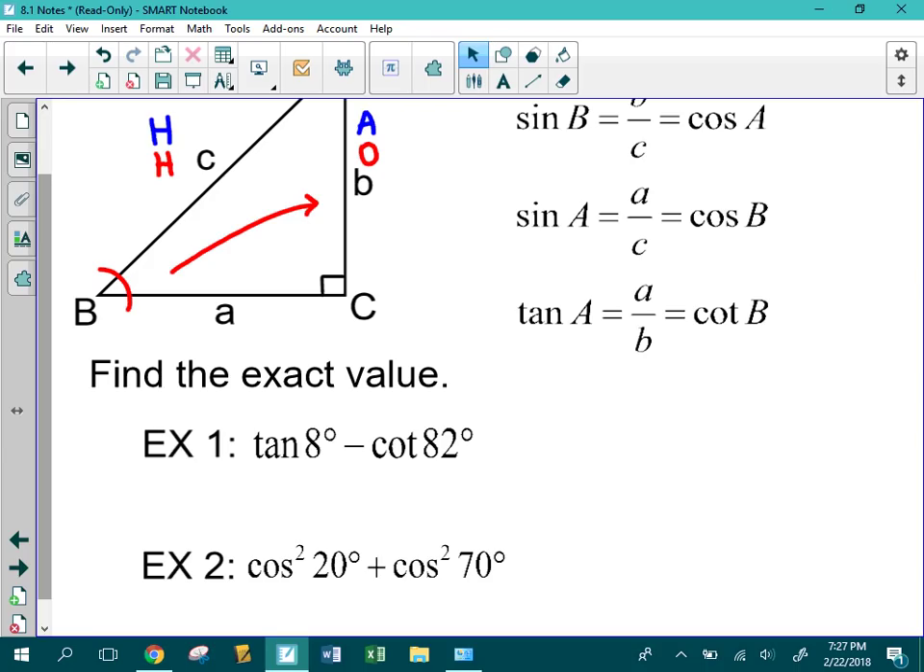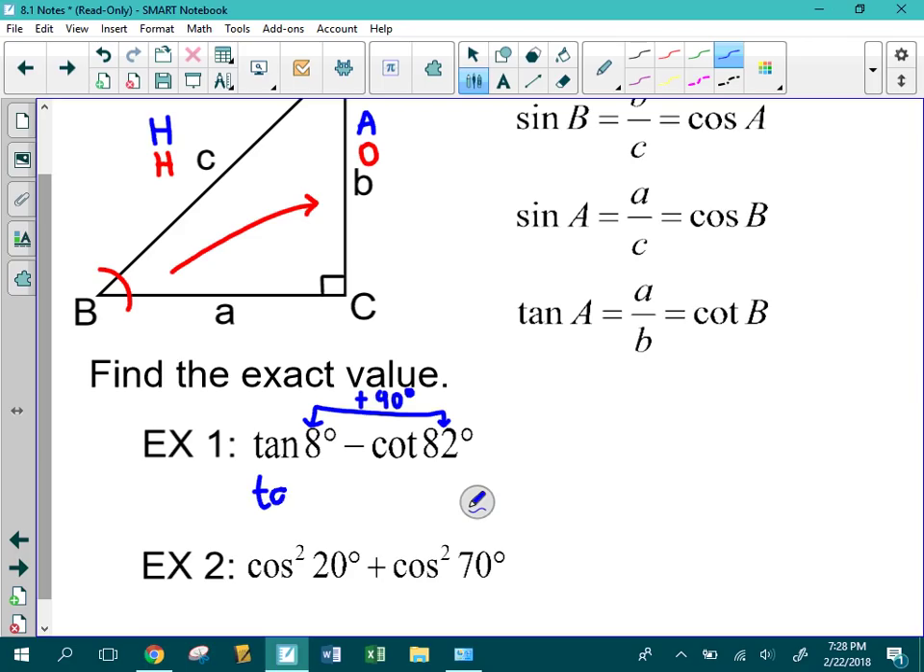So if we're going to find the exact value here, we are trying to find the exact value without a calculator. So we notice that 8 degrees and 82 degrees are complementary. Okay, they add up to be 90 degrees. So since they add to be 90 degrees, their cofunctions are going to be equal. So tangent and cotangent are cofunctions.